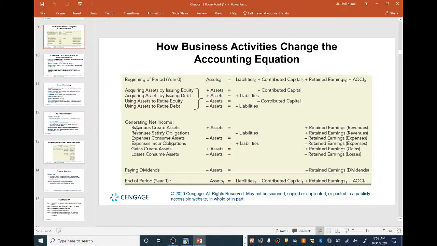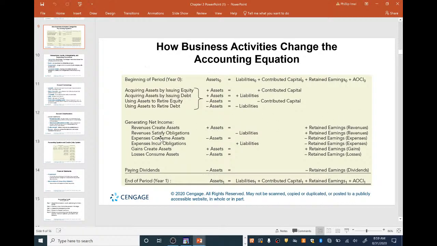Okay. Now, what about if we're going to be generating net income? What about revenues? Revenues create assets, right? So if revenues create assets, assets are going to increase, whereas retained earnings are going to increase, right? Which is a component of stockholders' equity. Because remember, net income is closed to retained earnings, so revenues is going to increase retained earnings.